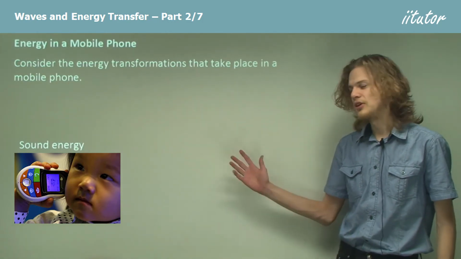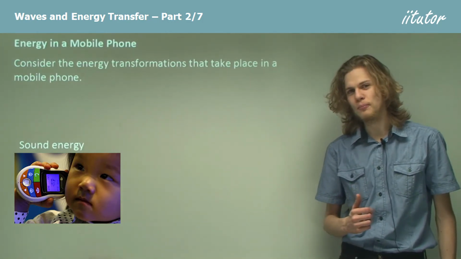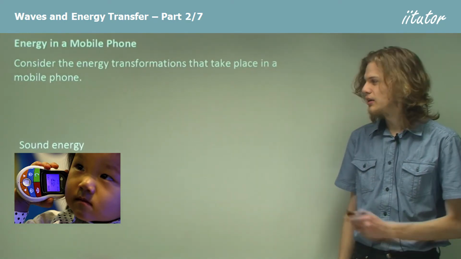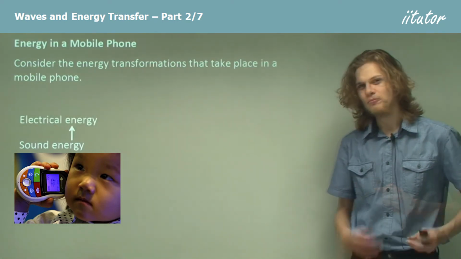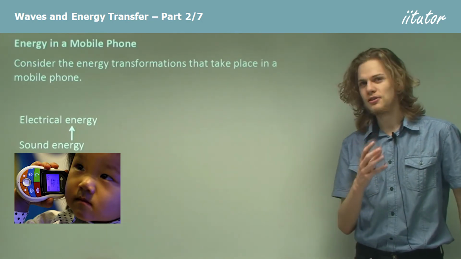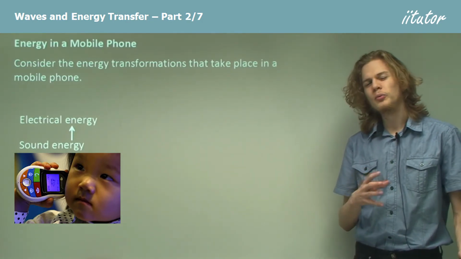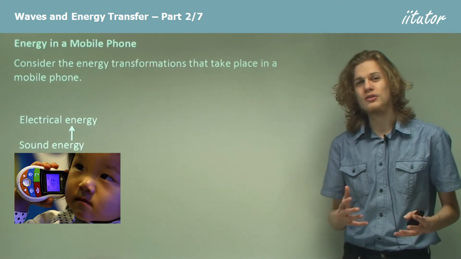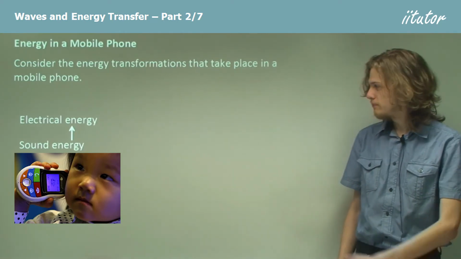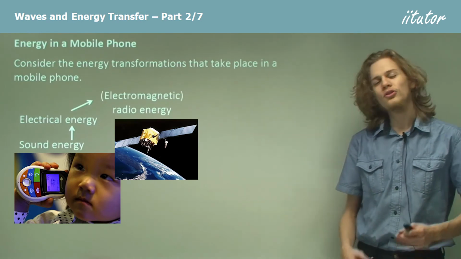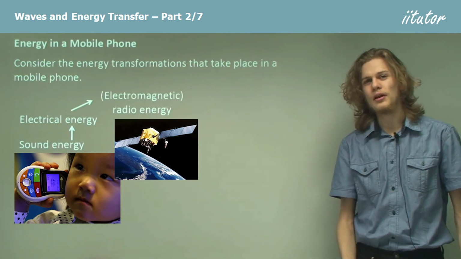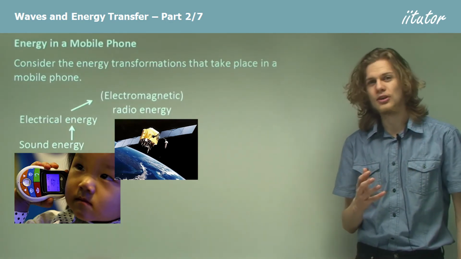We start off with sound energy when we're talking into the mobile phone, and the mobile phone will very quickly use its microphone to transform this into electrical energy. With me so far? Okay, now we take this electrical energy and we transform it into an electromagnetic wave. The type of electromagnetic wave is called a radio wave. And so once it's a radio wave, we can actually beam that to a mobile phone tower and that will send it up to a satellite in the same form.